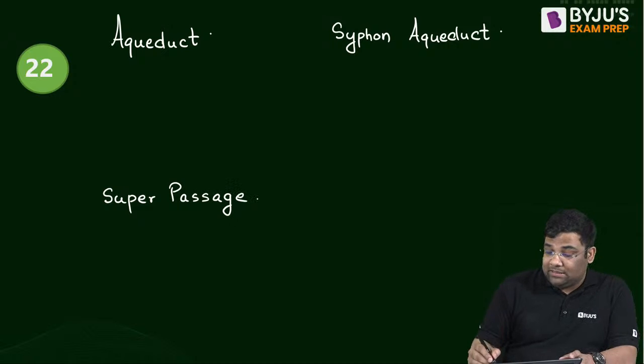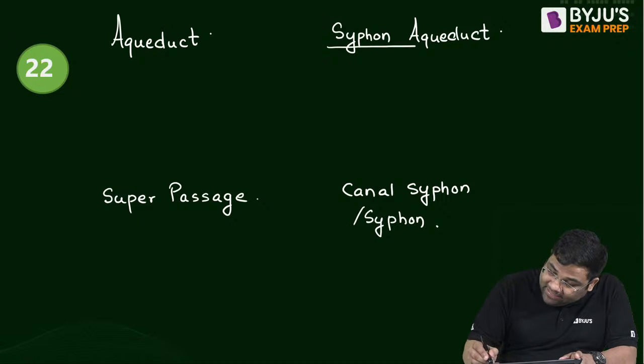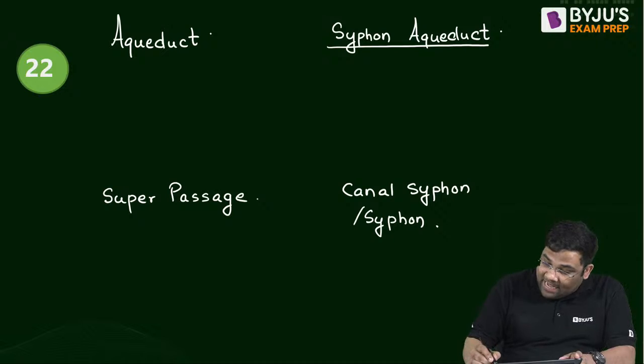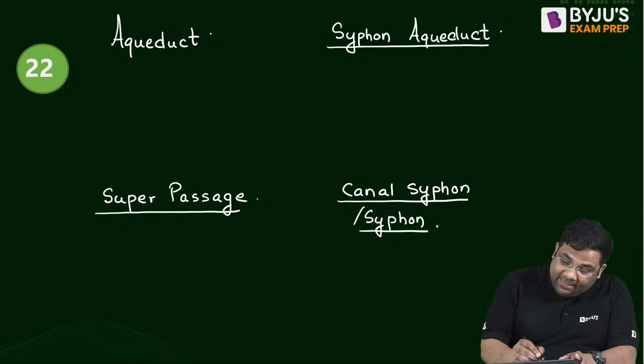And the last one is canal siphon. If they write only siphon, it refers to canal siphon only. If they write siphon aqueduct, then that is siphon aqueduct. If they write canal siphon, then canal siphon. Then the super passage and then aqueduct.